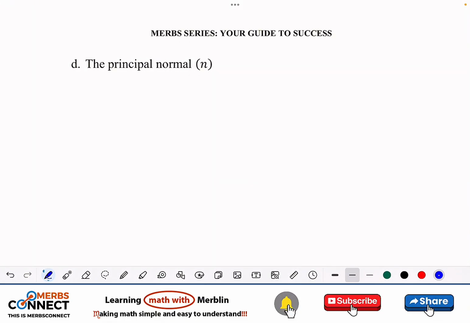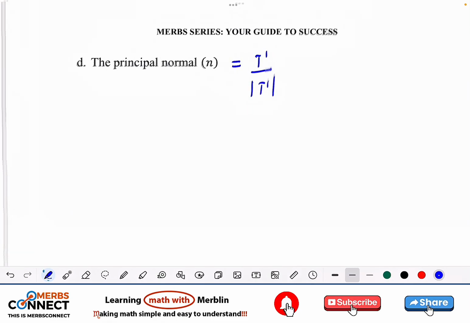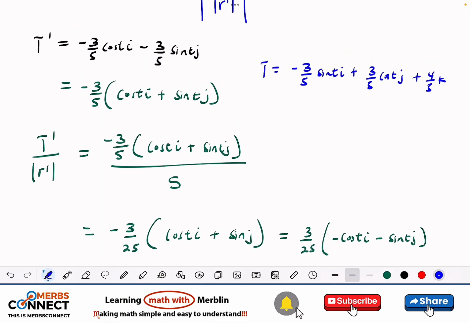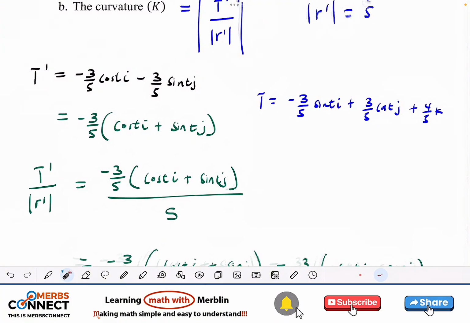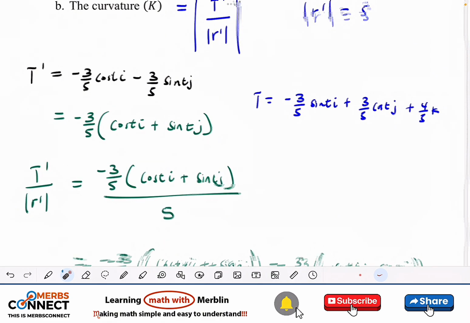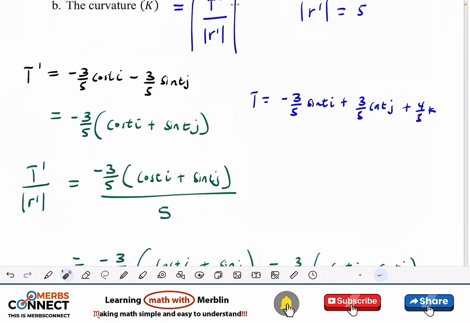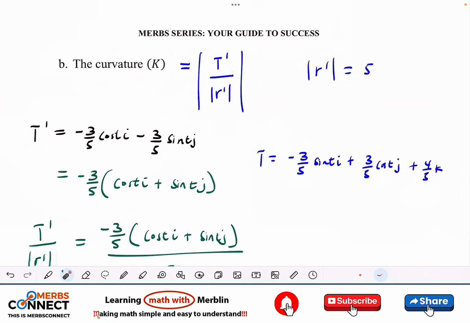Let's look at the principal normal. The first thing that we need here is the formula for finding the principal normal. As soon as we identify the formula, then we are good to go. So we know that the principal normal is equal to the unit tangent prime divided by the magnitude of the unit tangent prime. And we've already found T, which is the unit tangent. So you see that this question is kind of dependent. If you get one of them wrong, it's basically going to affect everything. And that's what happened here.